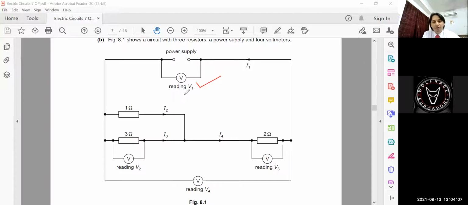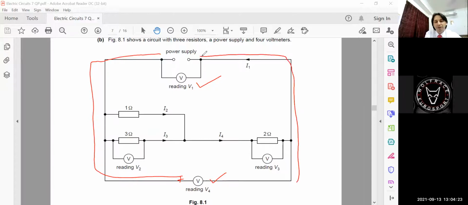And if you look carefully, look at the V4. How is this V4 connected? One terminal of the voltmeter is connected to one end of the power supply, the positive side, and the negative side is connected with the other terminal of the voltmeter. So it means this V1 and V4 are in parallel combination. And if they're in parallel, I can write that V1 equal to V4. This is my first expression of relation. I need to write one more equation, children.